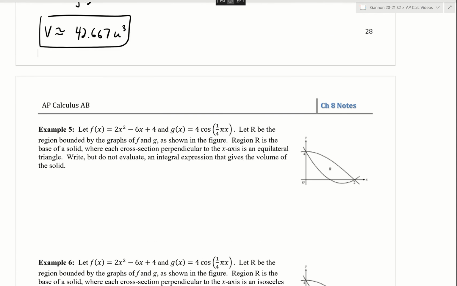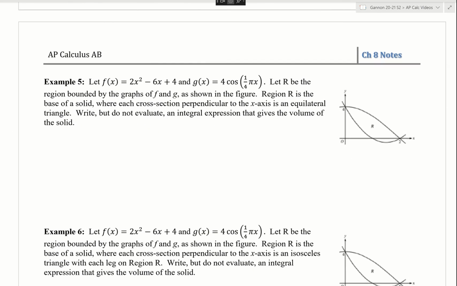All right, so we got a couple other questions here we're going to take a look at. Example 5 is asking us to, well, it says let f of x equal 2x squared minus 6x plus 4. G of x is 4 cosine of 1/4 pi x. Let R be the region bounded by the graphs f and g. As shown in the figure, region R is the base of a solid, where each cross-section perpendicular to the x-axis is an equilateral triangle. Write but do not evaluate an integral expression that gives the volume of the solid.